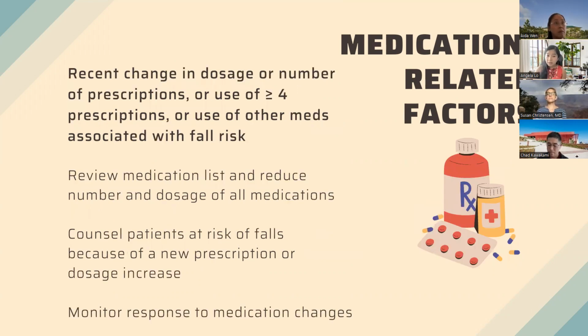If a patient has had a recent change in dosage or their number of prescriptions, or they have polypharmacy with 4 or more prescriptions, or they use other meds associated with fall risk, same thing, you want to review the medication list and reduce the number and dose of medications if possible. You want to counsel patients at risk for falls because of a new prescription or dose increase. And then you want to monitor the response to any medication changes, because perhaps they don't really experience any changes and maybe they don't need the medication.